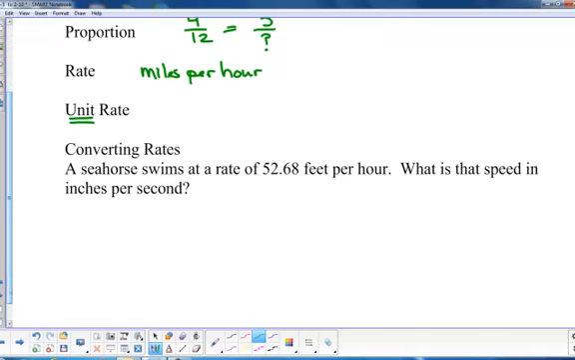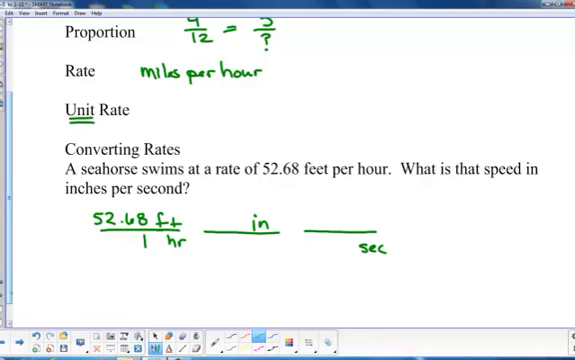So this says a seahorse swims at a rate of 52.68 feet per hour. So 52.68 feet per hour. I can make this whole thing over 1 if that's helpful. I need my answer to be in inches per second. So that means I need inches on top, and I need seconds on the bottom.